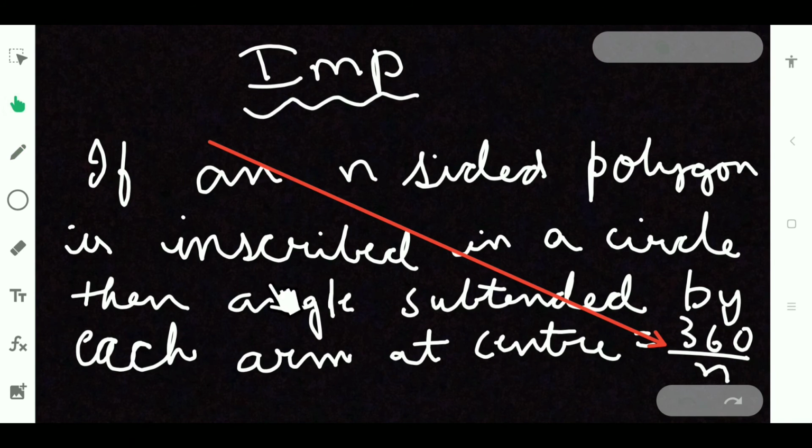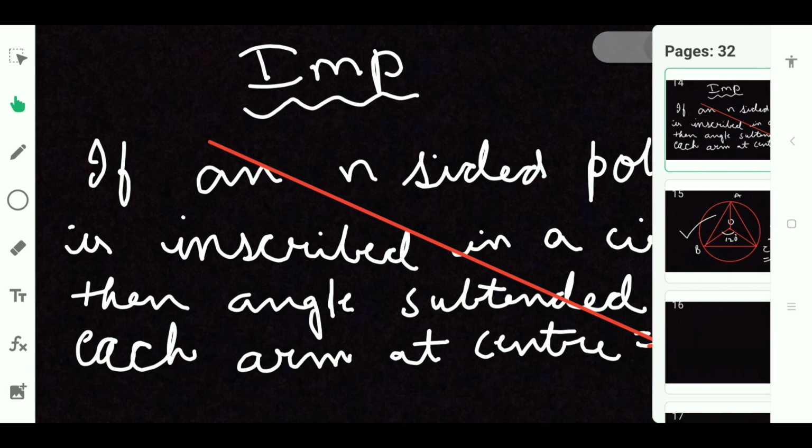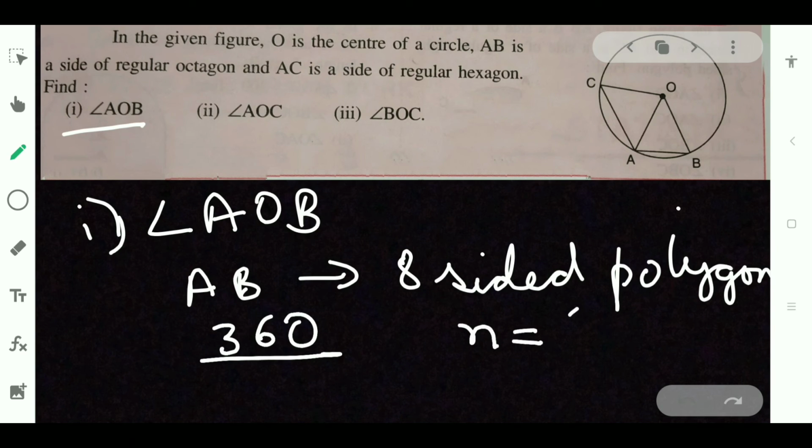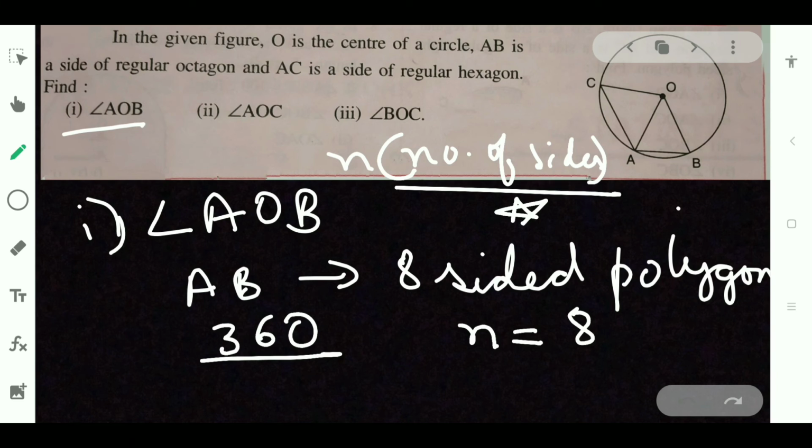As per the given statement, I have said it, right? Yeah, this statement: they subtend angles by each arm at the center of the circle, and that is equal to 360 divided by n. So angle is equal to 360 divided by n. Remember, n is nothing but the number of sides of a polygon. Very important. Now n is equal to 8.